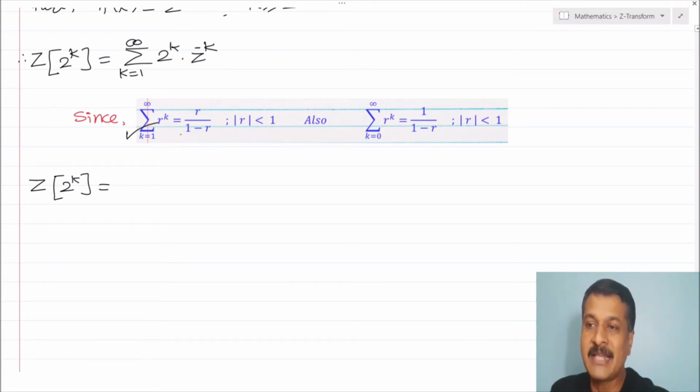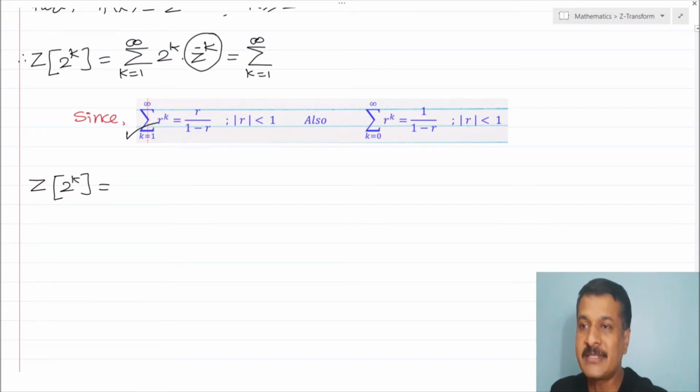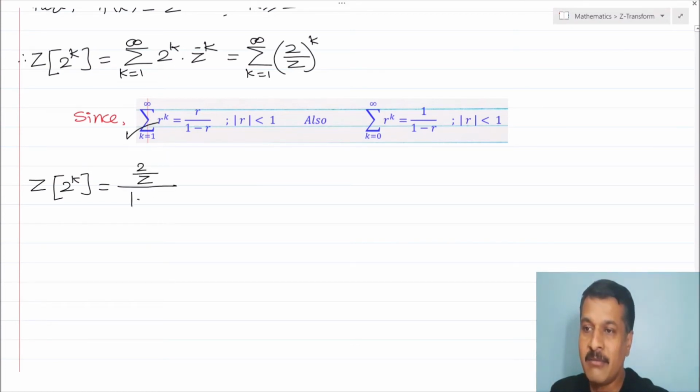So this formula is applicable where r raised to k. So before that, you write in the form of r raised to k where k equal to 1 to infinity. So here z raised to minus k I can write in denominator z raised to k, and that is why (2 by z) raised to k. So here r equal to 2 by z. So I am getting z transform of 2 raised to k equal to r, means 2 by z, upon 1 minus r, means 1 minus 2 by z, where mod of r, means mod of 2 by z, is less than 1.